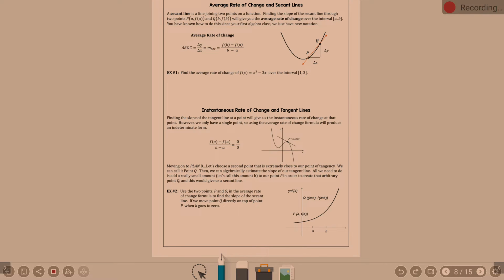Okay, so we are going to spend some time here on the top part of this talking about average rate of change and secant lines. And then we're going to talk about instantaneous rate of change and tangent lines.